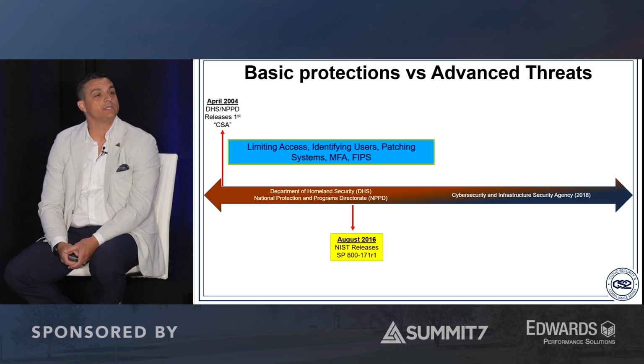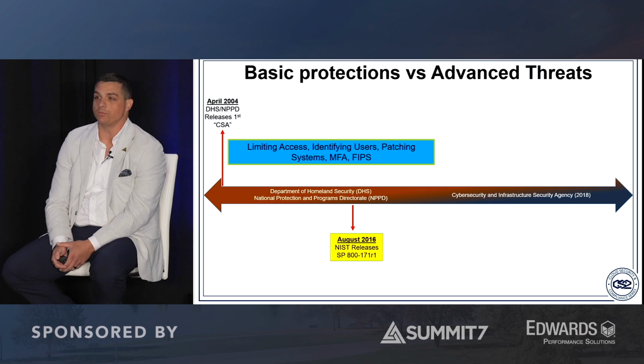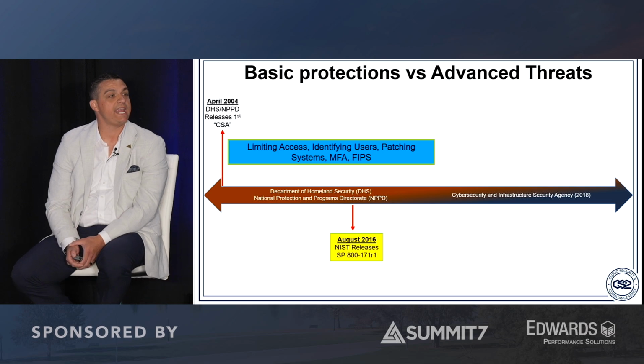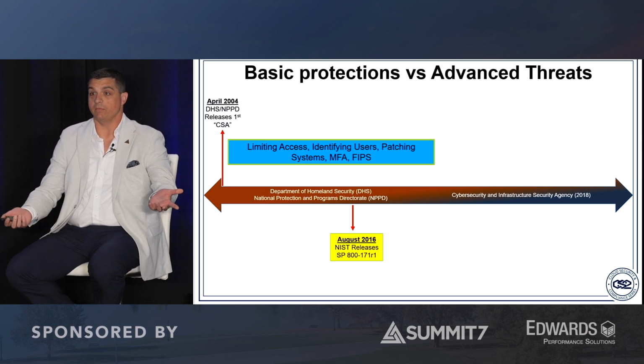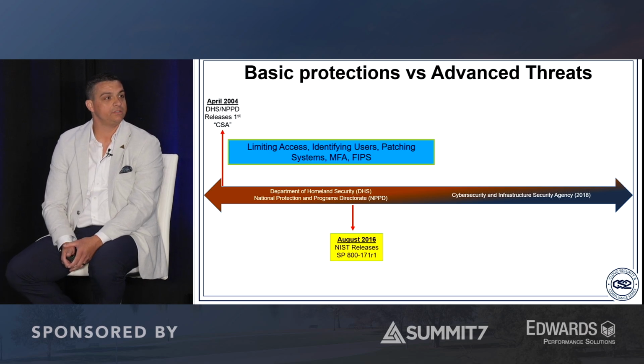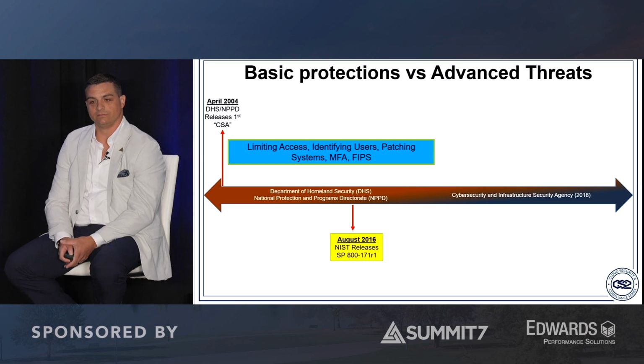And in August 2016, we got this beautiful piece of scripture from the prophets. And it was 171, and what did it contain? It contained MFA, FIPS validated encryption, system access limitations, identifying users. There's a theme here, right?